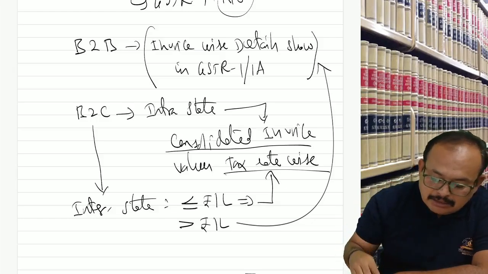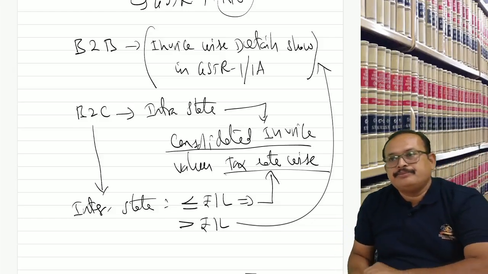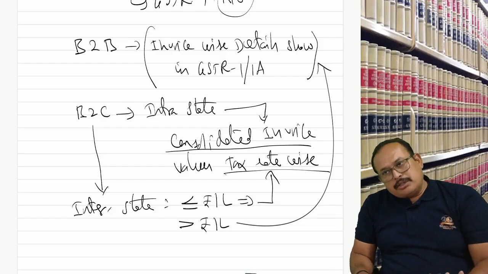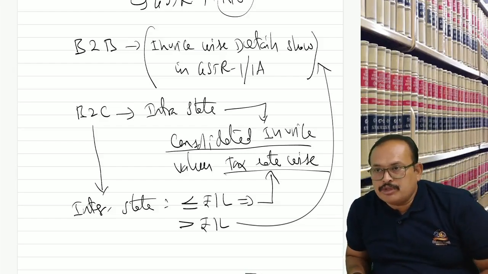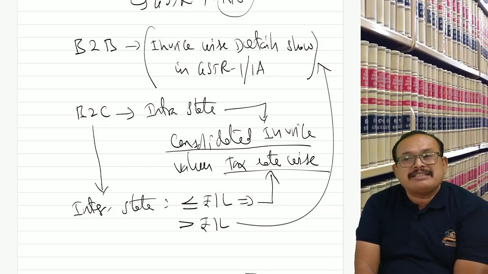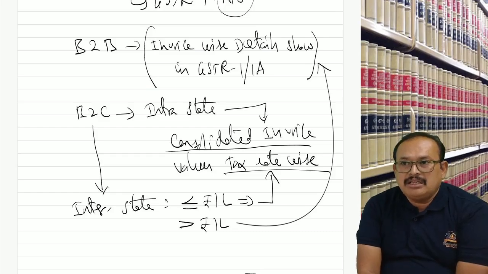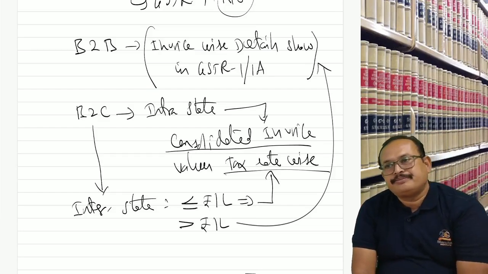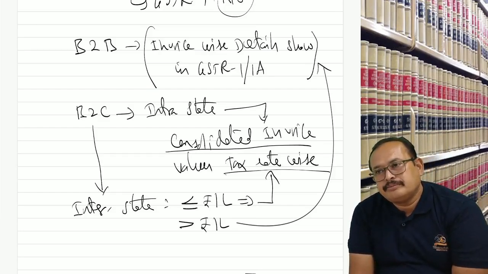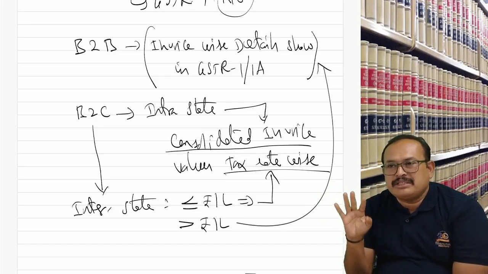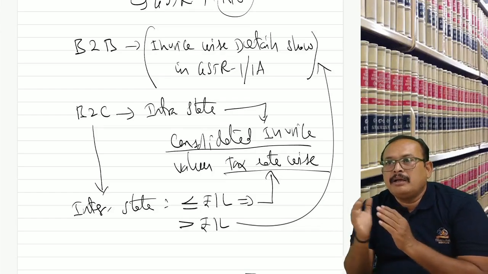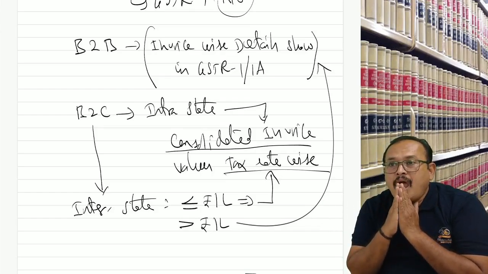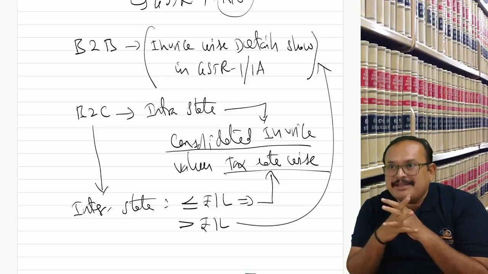Interstate, the department wants to have clarity. Interstate also, consolidated invoices can be shown where the value per invoice does not exceed rupees 1 lakh. Those rates 5%, 12%, 18%, 28% can be shown. Four invoices, 5% tax rate. State wise, return also state wise.